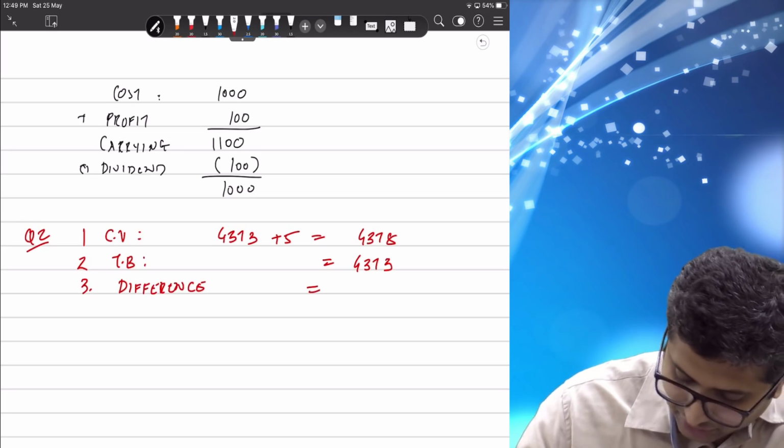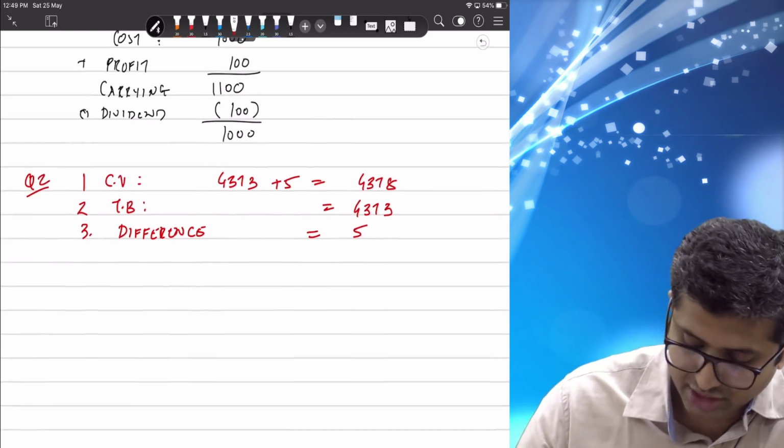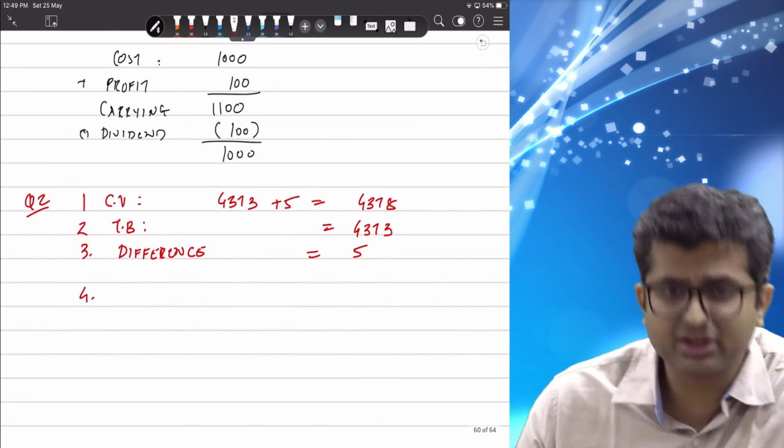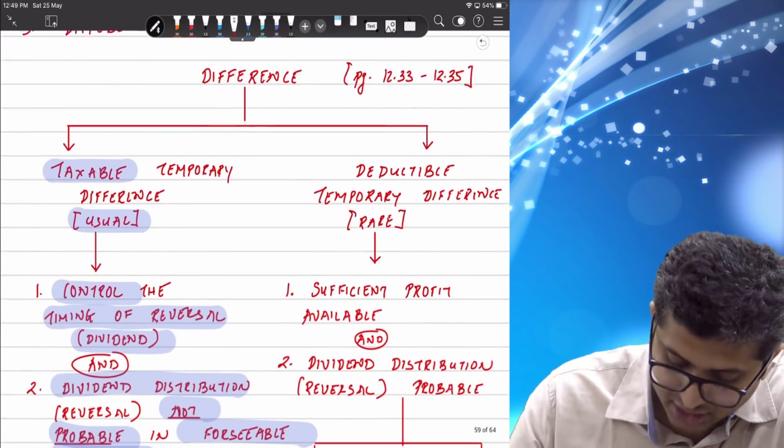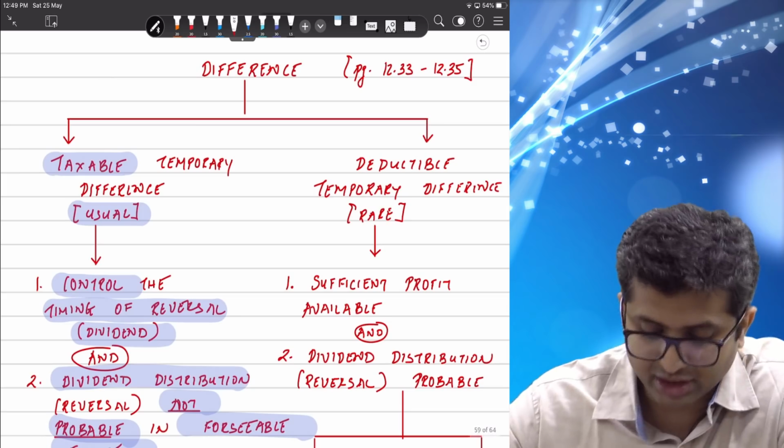And hence there is a difference. How much is the difference? 5 rupees. The difference is 5 rupees. Will this difference result in a deferred tax or not? We will first see whether it is a taxable temporary difference.